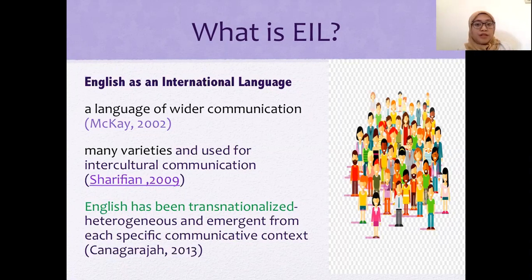And last but not least, which is the most important point in EIL, is the notion that English has been transnationalized. It means that now English norms and also the culture embedded in the English language are more heterogeneous than they were in the past, and the norms and culture emerge from the context where English is spoken and with whom the speakers speak the language.